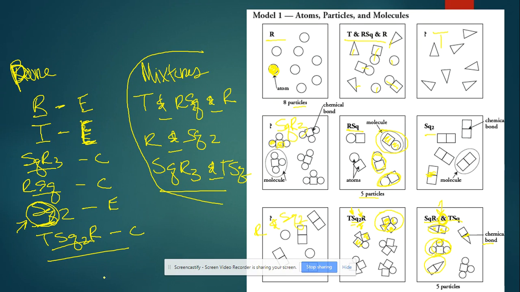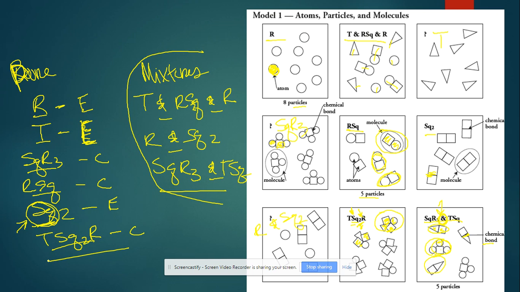Question 13 asks us to identify whether these real substances are elements or compounds. And I'm actually going to let you do that on your own. I'm going to post the answer key to the whole Pogil so you can go back to that and check your answers. We're going to go ahead and move on to question 14.